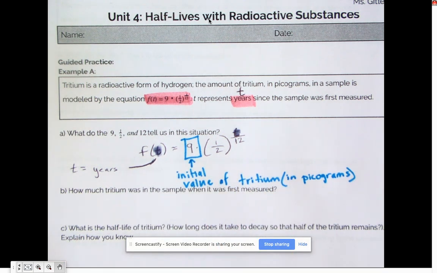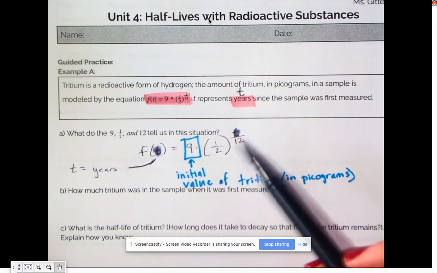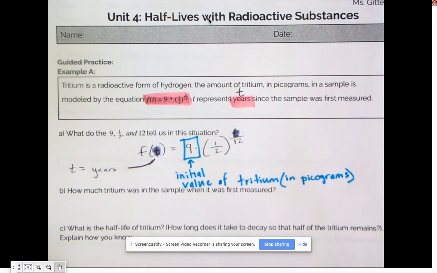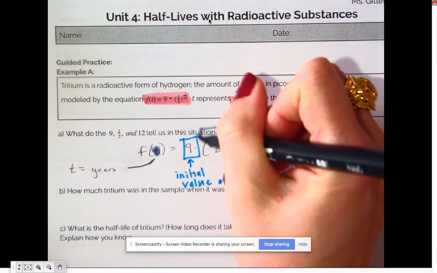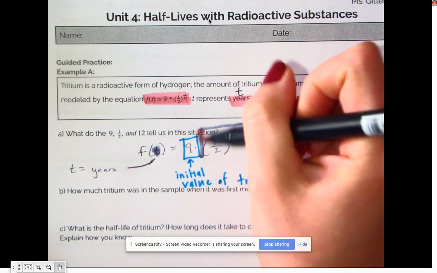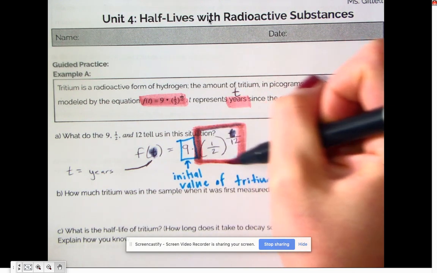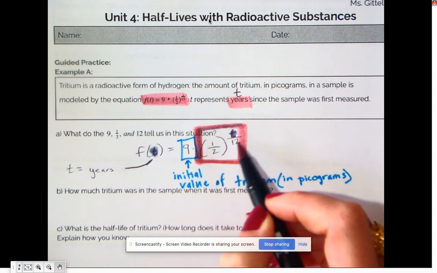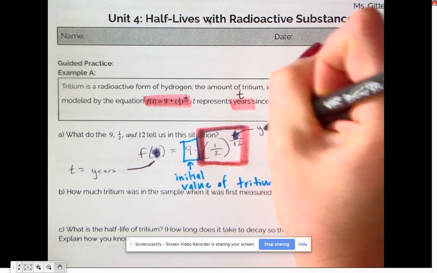All right, next we're going to be looking at the confusing part of the half-life, which is this weird looking 1/2 to the power of t over 12. So I know you've all seen this in algebra. We're going to talk about it because it is a little bit confusing. So we're going to actually look at all of this together and think about what each part means. So what does the 1/2 mean? What does this t mean? What does this 12 mean? So we already know the t means years.